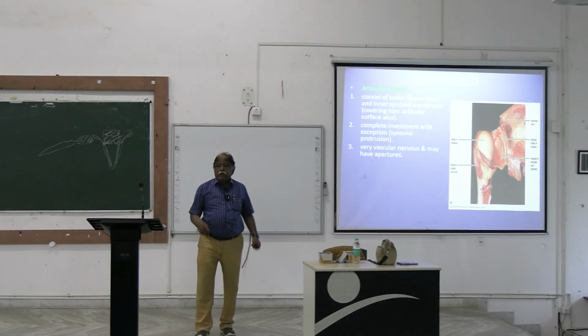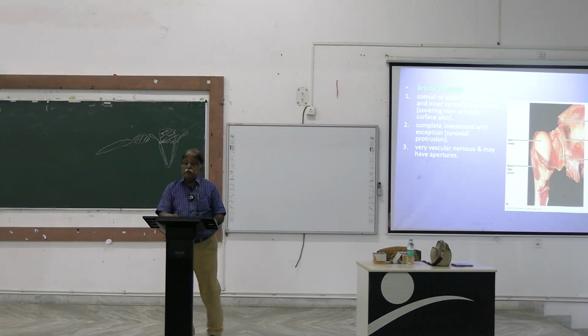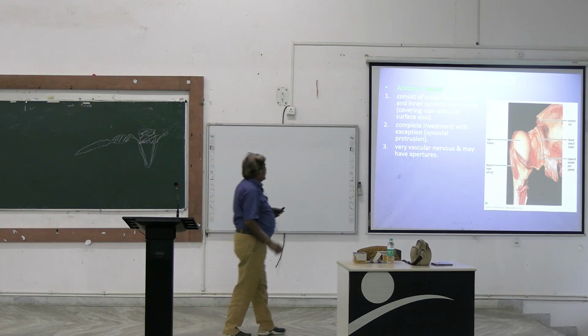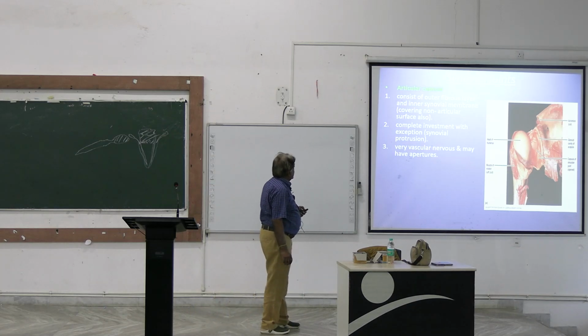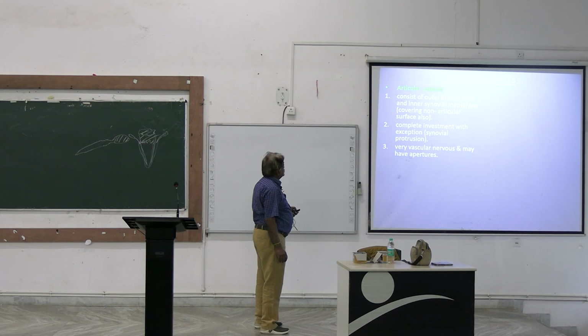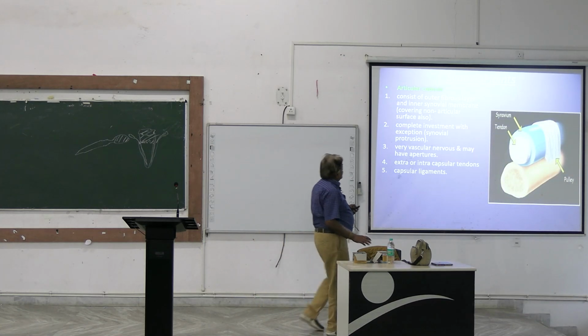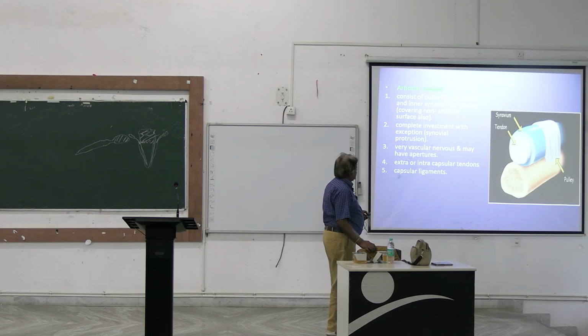Now, there can be a question on the rotator cuff. What is the rotator cuff? There is another beautiful picture with it. All muscles are cut open. So, when you are describing the rotator cuff, you have to give these points. Capsular ligament, extra or intracapsular tendons. Here, the synovium, your tendon, and this is the pulley. Functions.